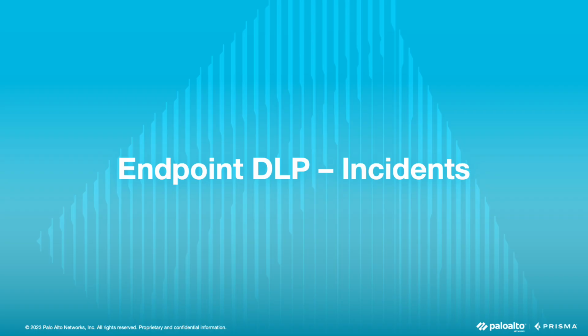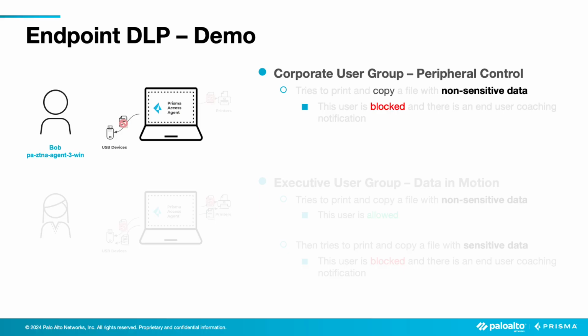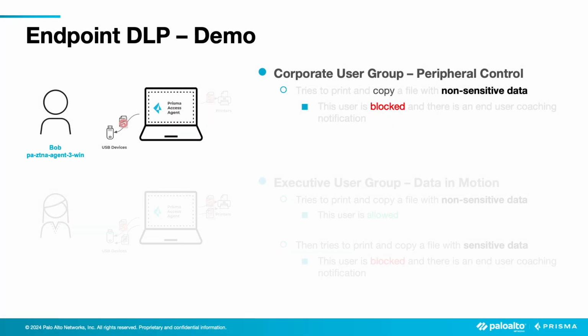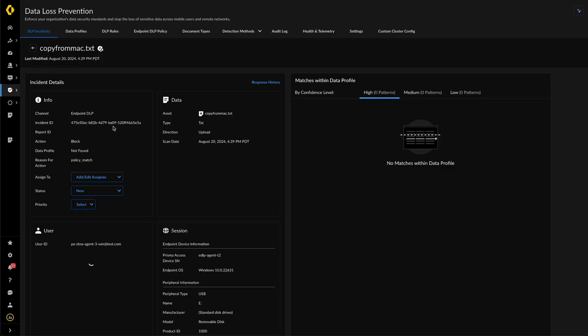Let's examine the incidents generated by the two users as the results of policy violations. First incident is the peripheral control for Bob with username PAZTNA Agent 3Win, blocking the copy of a non-sensitive data to a USB drive. Navigate to the DLP incidents and click on the incident ID. In the incident details, you find the user ID, peripheral type USB, and action block.